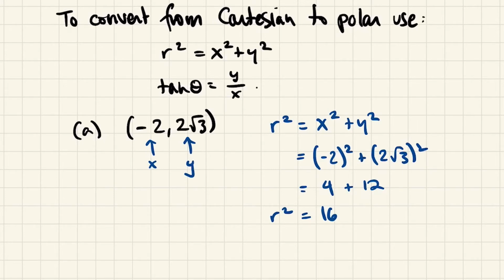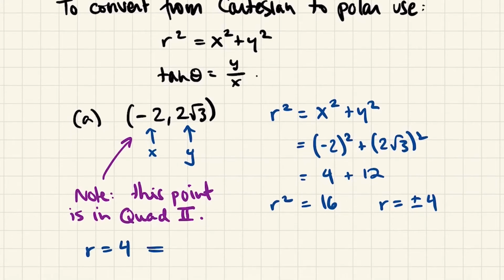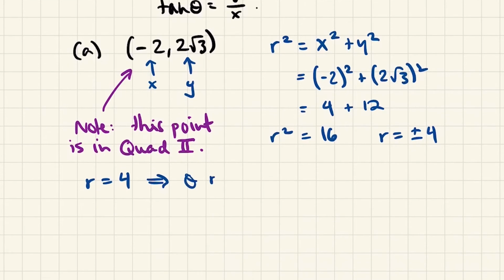Now, we could choose whether we wanted r to be positive or negative. Let's let r equal plus or minus 4 for a moment. We'll make our decision later. But let's note something: this point is in quadrant 2, because it's got a negative x value and a positive y value, which means that if we choose r equals 4, then theta must be in quadrant 2.